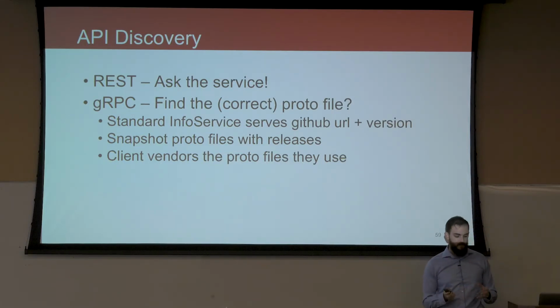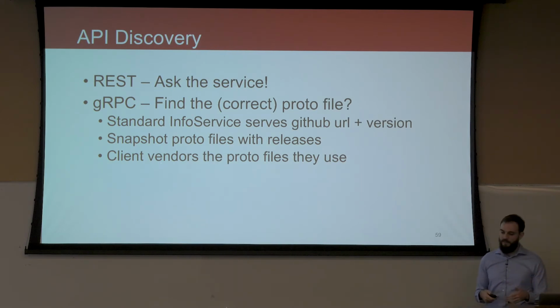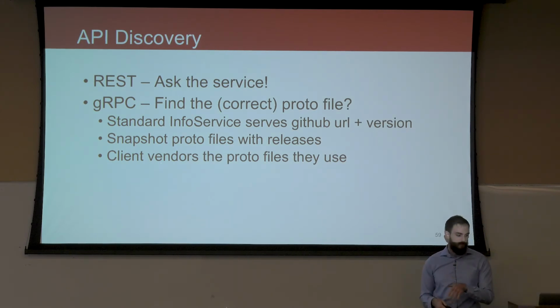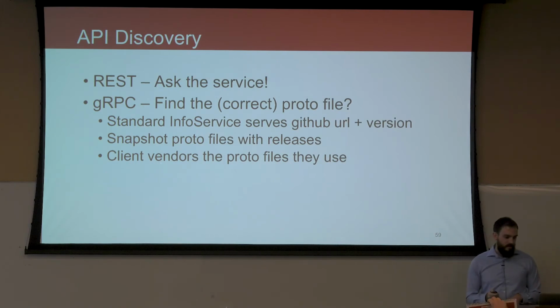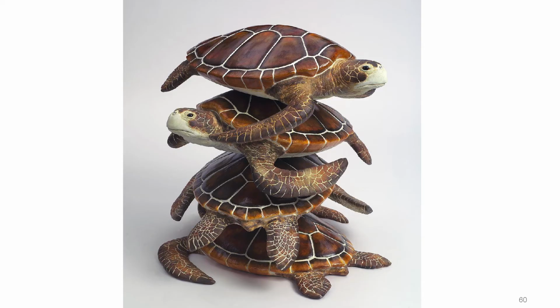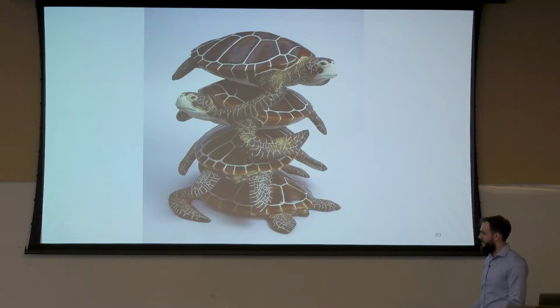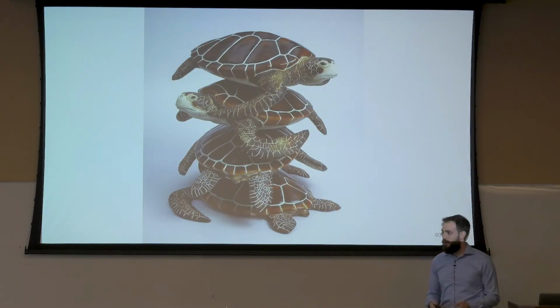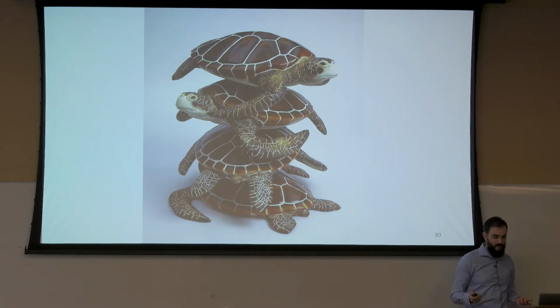And then we snapshot all of our proto files with our releases so that a client can go right to our GitHub, pull the proto file, and then they can vendor that along with their service. Unfortunately, with this approach, it still turtles all the way down, because how do you locate the proto file for the info service? Well, this is the best we've come up with so far, though. And for the integrations that we've done so far, it's worked for us.